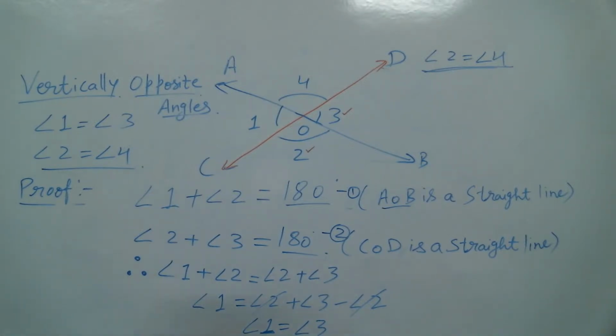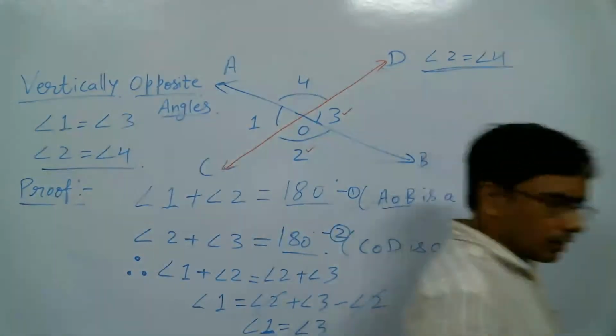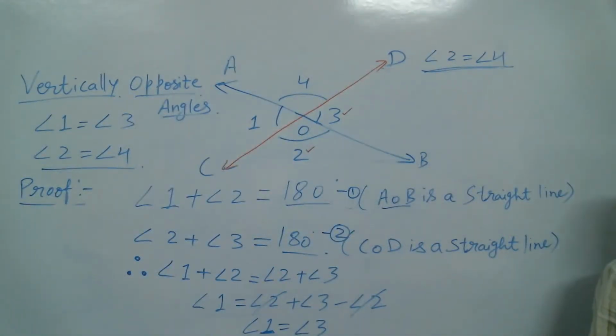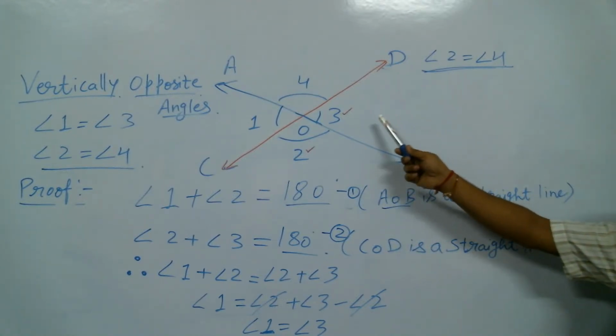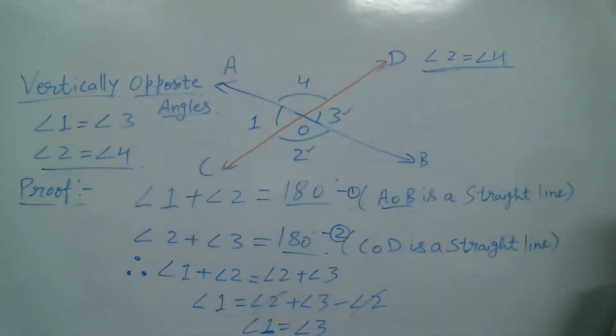Two equal to 4, how can I prove? Angle 2 plus angle 3 equal to angle 4 plus angle 1. Angle 3 plus 4 equal to 3 plus 2. 3 plus 4, 3 plus 2. Very good.